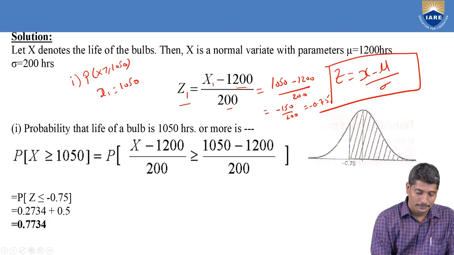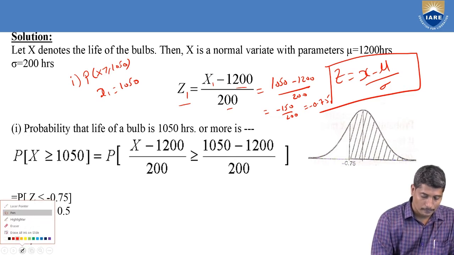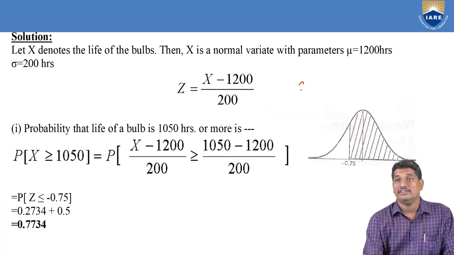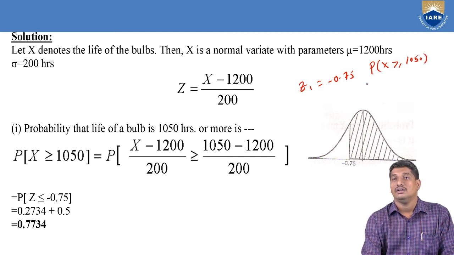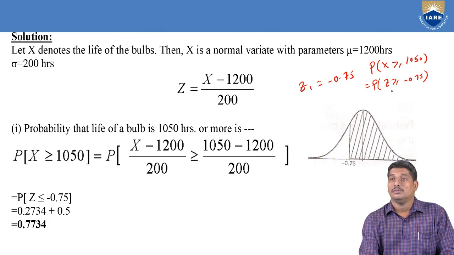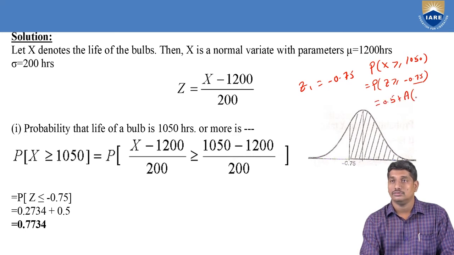So ultimately we got z1 as minus 0.75. Let us start with the question: X greater than or equal to 1050. This is our target, which is transformed to z equals minus 0.75. It is like model 2 because it is greater than or equal to, and this is negative. Negative means we have to add the area to half.